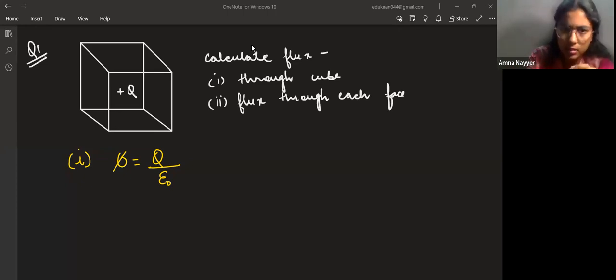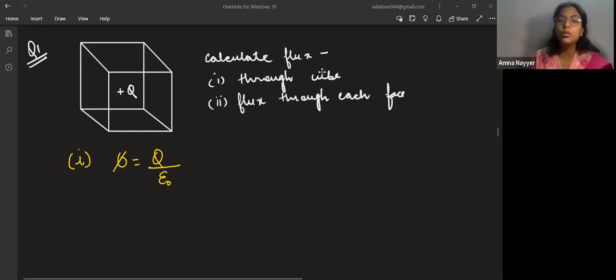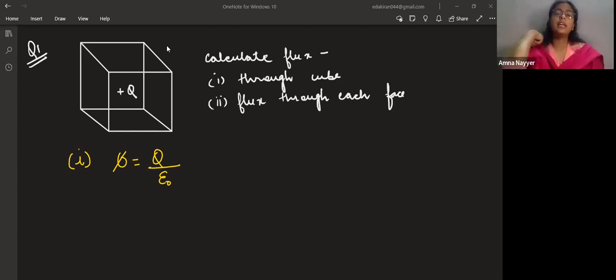Clear now? So if this question comes, do not waste your time solving. Even if you write E dot dS, you'll get the same answer. So instead of writing all of it, just write phi is equal to Q by epsilon naught. So this is the electric flux, Q by epsilon naught. Now the second part. This is the flux through the entire cube, flux through a closed surface. This is how we calculate flux through a closed surface. If the enclosed charge is Q, we write flux as Q by epsilon naught.